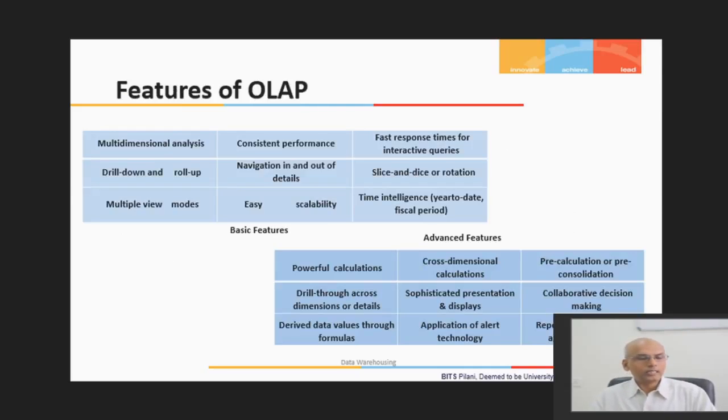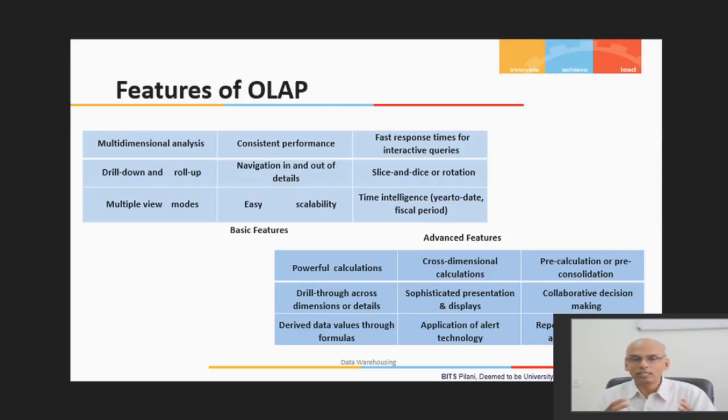And let's look at the desirable features based on what we had discussed for OLAP. OLAP requires that any OLAP tool should support multidimensional analysis. These are the basic features we see at the left. So it should provide consistent performance and should facilitate interactive response to queries. That means the response time should be very fast. It should facilitate drill down or roll up.